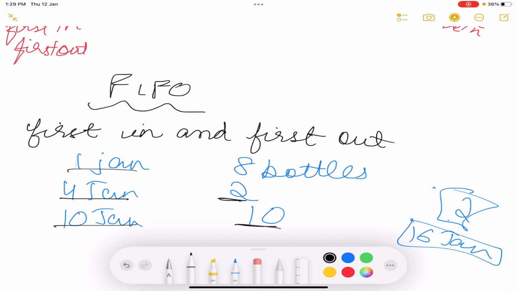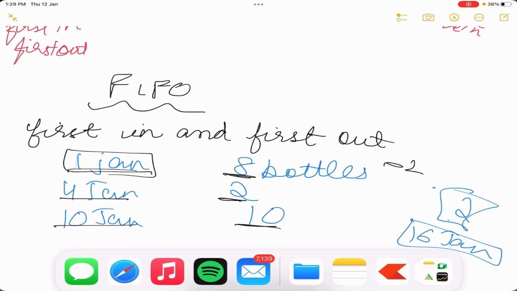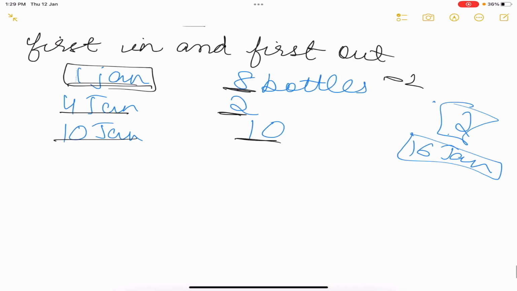Always we will follow the rule of first in and first out. On 1st Jan I will be subtracting 2 bottles. This is what we discussed, right? So now that is over. So that was my FIFO method.